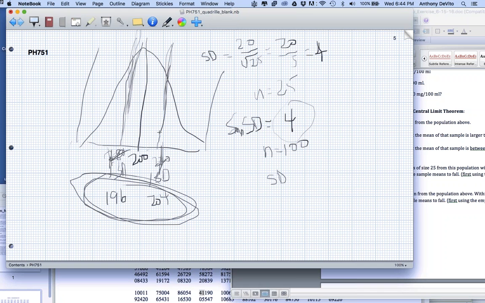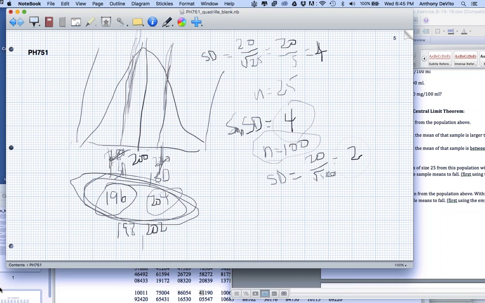Now, if I took a sample size of 100, my new standard deviation for all the sample means of size 100 is going to be equal to 20 divided by the square root of 100, which is 10. That's going to be equal to 2. So now I would expect 95% of my sample means of size 100 to be within two standard deviations, between 196 and 204, and 68% between 198 and 202. See how taking a large sample affects the distribution for those samples. The mean stays the same, but the distribution gets narrower.